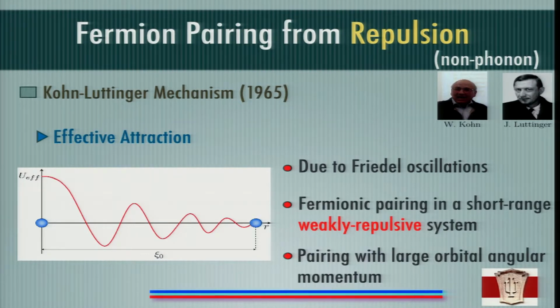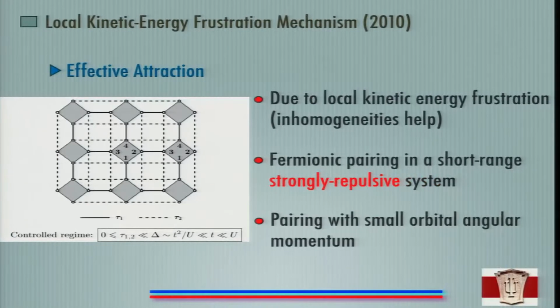Since '65, Kohn and Luttinger proposed a pairing mechanism due to Friedel oscillations in weakly repulsive systems. The characteristic of this type of pairing is that it involves large orbital angular momentum. Some years ago, with Leonid Isaev, that student, we proposed a different mechanism.